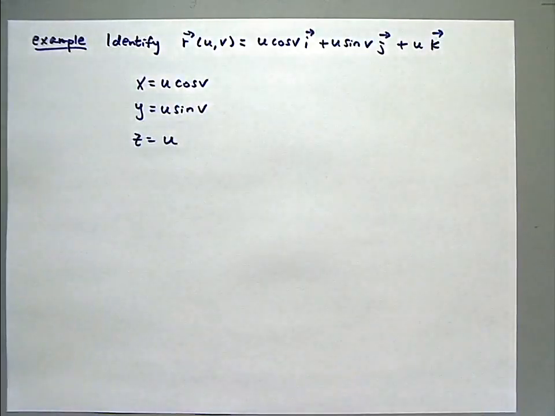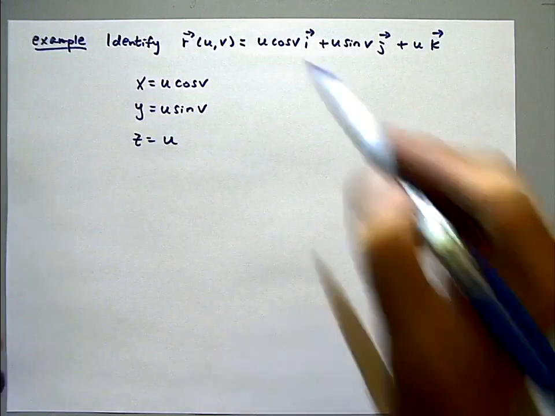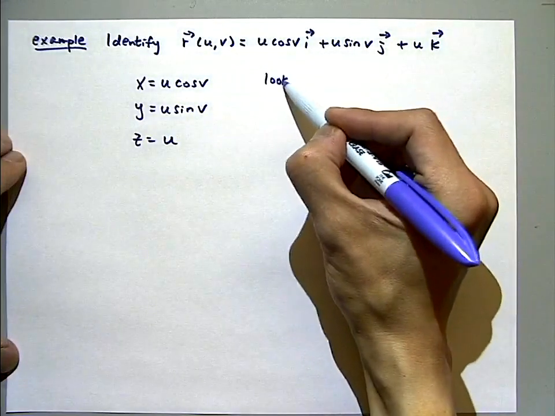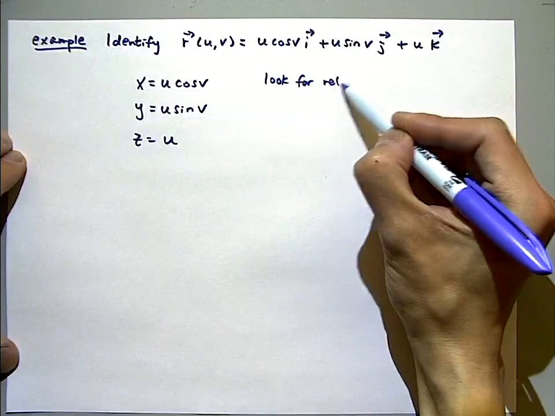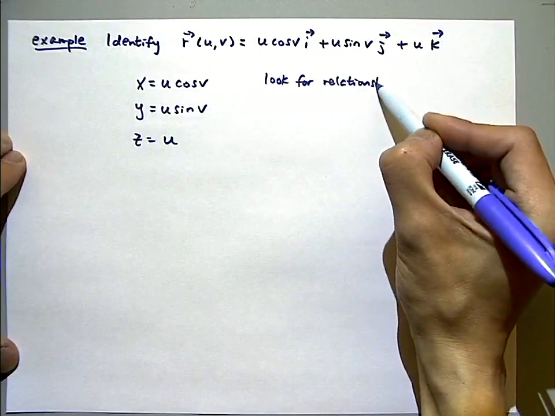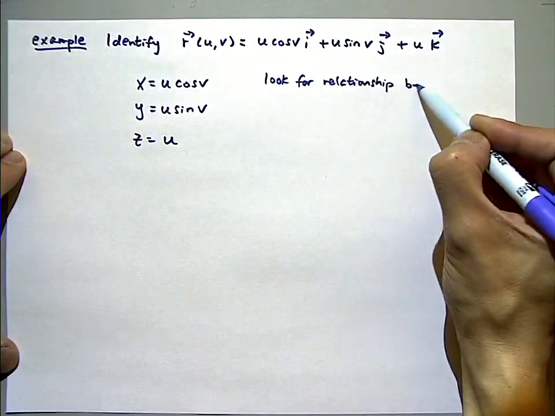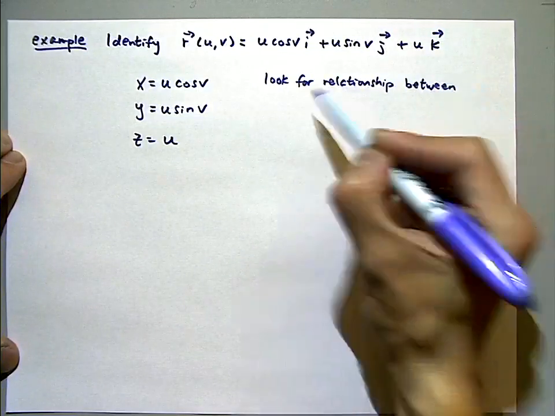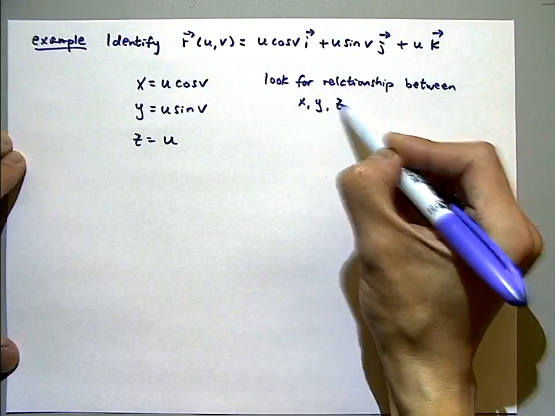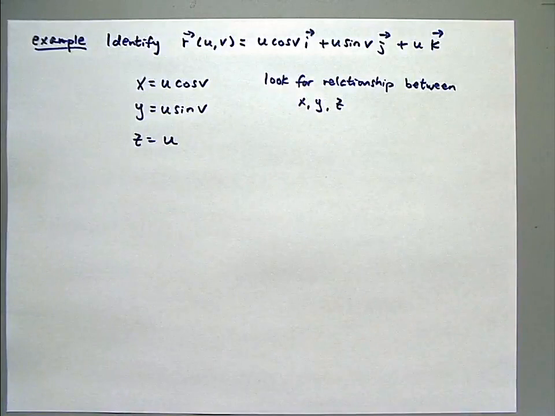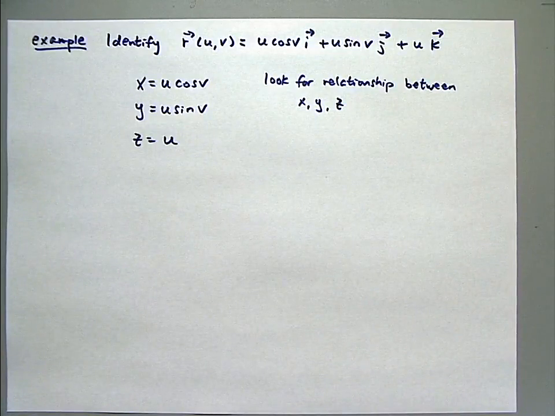Now the idea here is to look for some kind of relationship between x, y, and z, because if we can find that relationship, that is the equation of the surface. Then you just have to identify what that is.